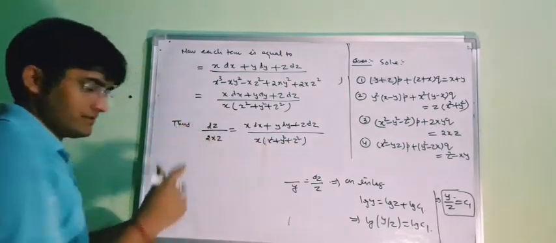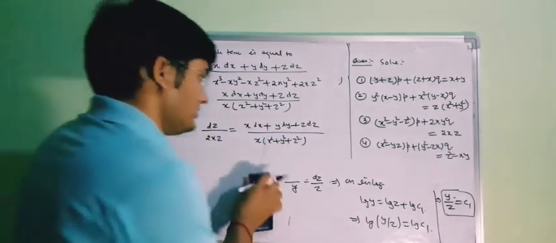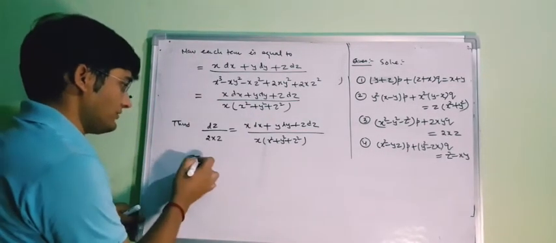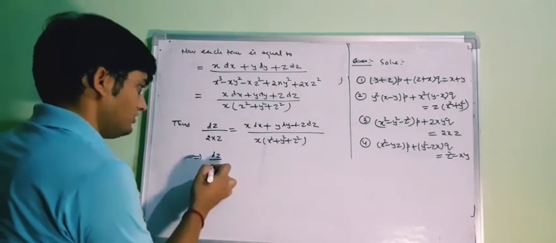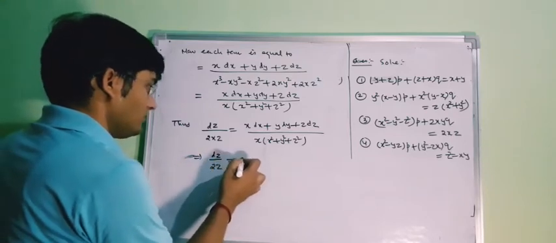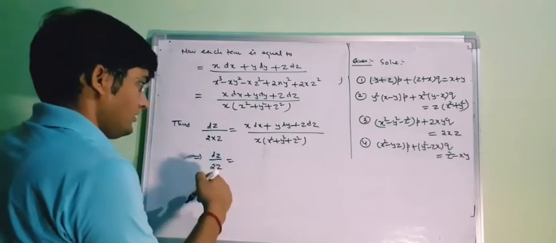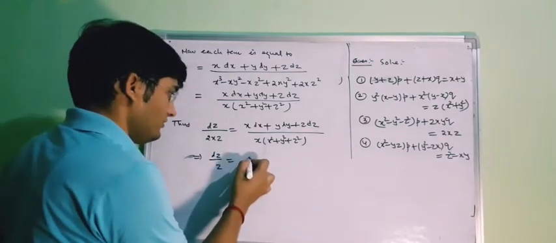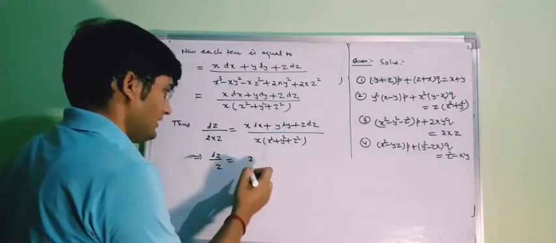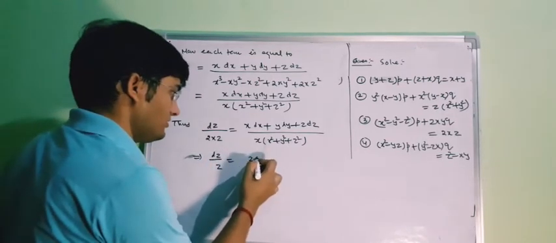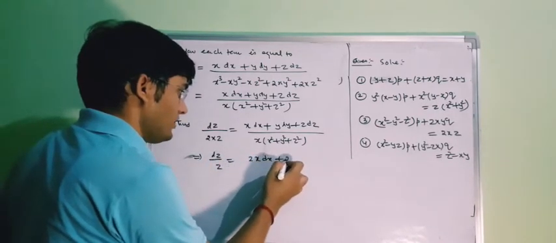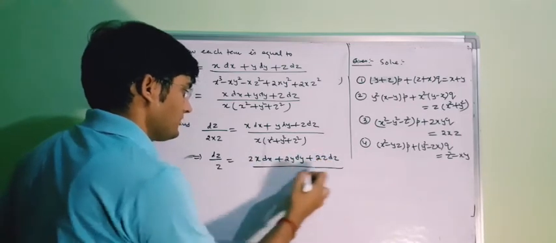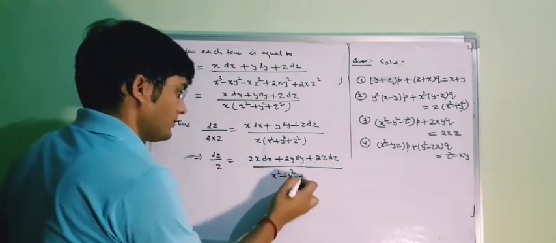Now this x and x is cancelled. So on integration, we can write it as dz upon 2z is equal to, and here we can take this 2 here, so we will get 2 times x dx plus 2 times y dy plus 2 times z dz upon x square plus y square plus z square.